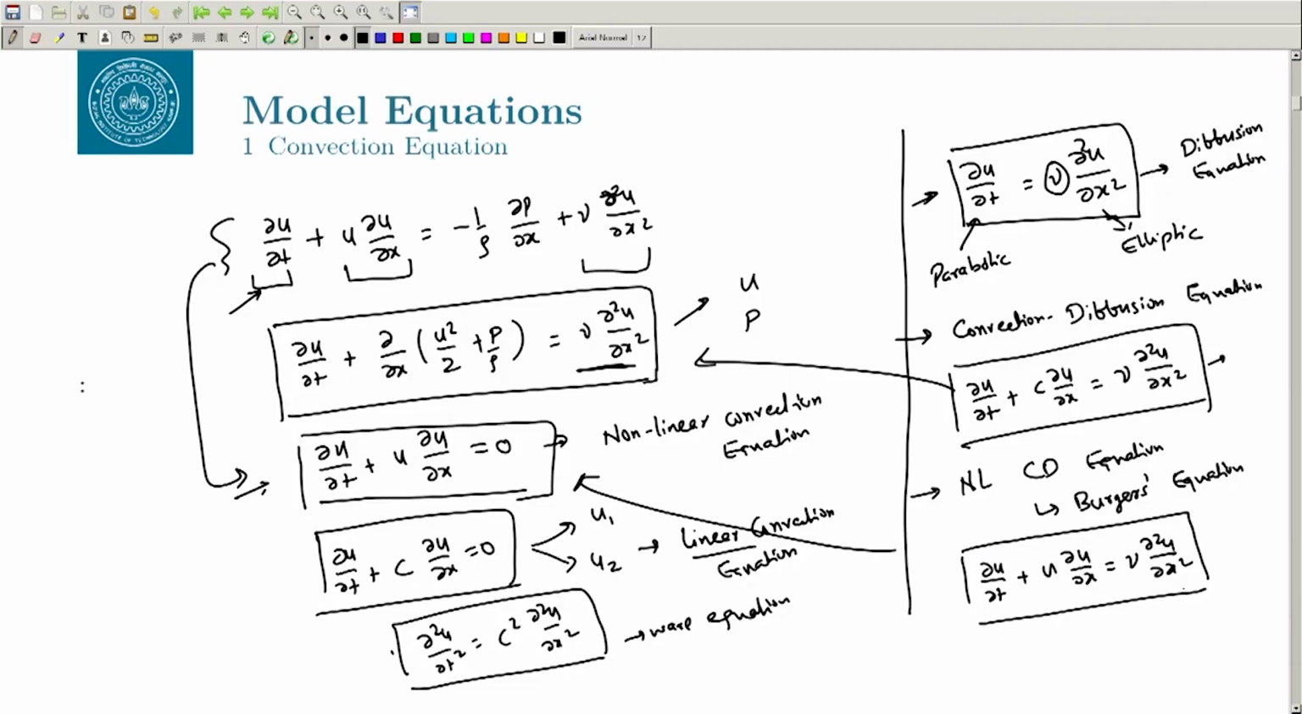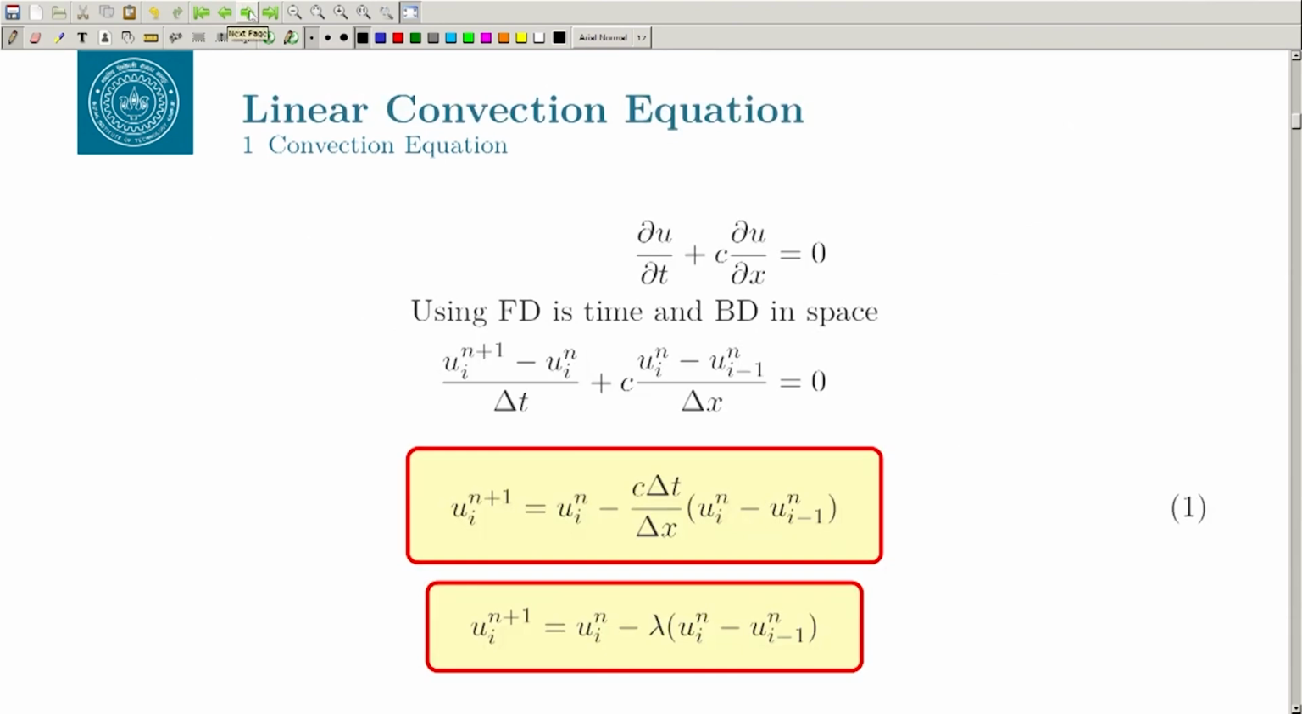So, first we will start with the convection equation. This is the linear convection equation that we have been discussing. Remember, c is a constant wave speed, and if you discretize it, for del u by del t, use a forward differencing. This will be u^(n+1) minus u^n by delta t.